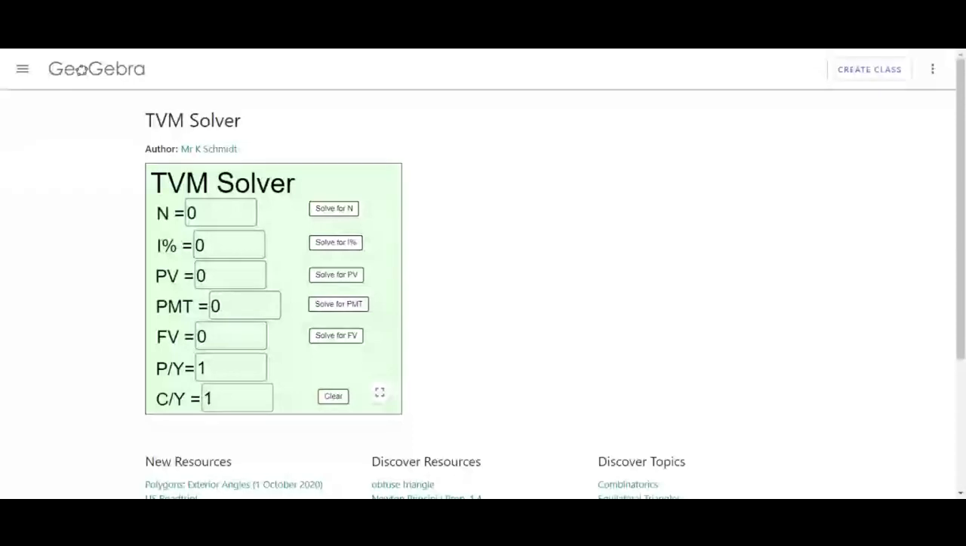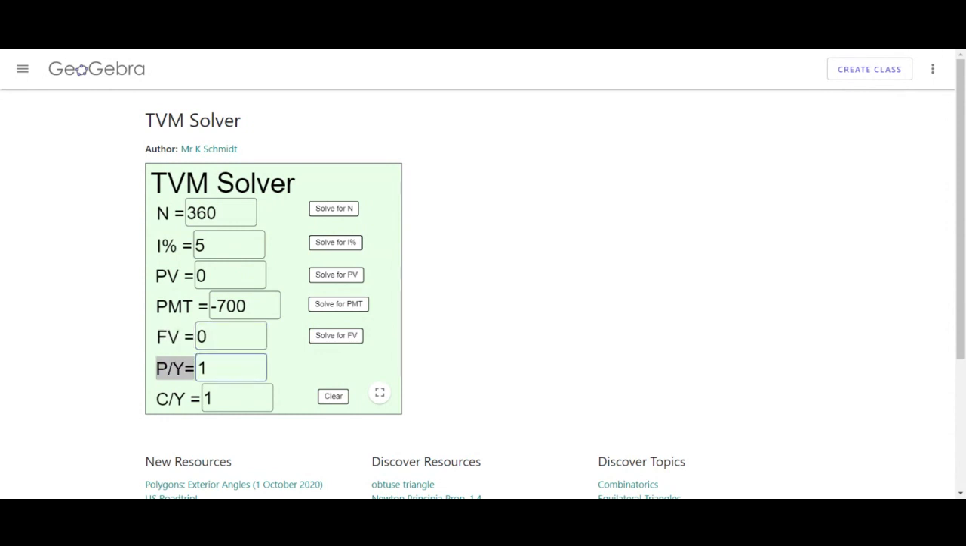Okay, so we're at the TVM solver now. So we said N was 12 times 30, okay? We said I was 5%, so we just have a 5. PV is our unknown, so we can leave that alone. The PMT is minus 700. Okay. FV is 0, because we want to pay off the loan.